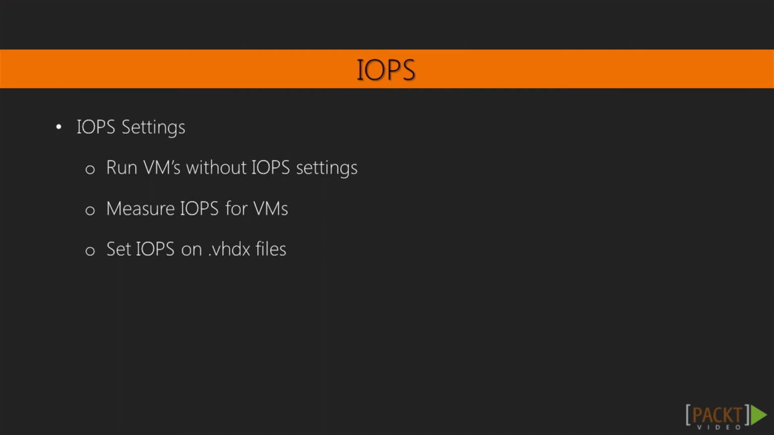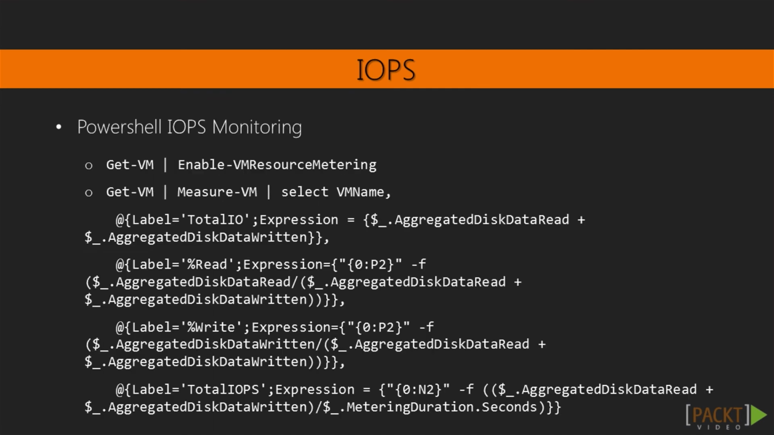Run your virtual machines without IOPS limits and see how they perform. Measure IOPS for each virtual machine, taking note of the maximum values. Then set IOPS on the virtual machine's .vhdx files accordingly. In some cases, you may not need to fiddle with IOPS settings, which is actually better than imposing limits on your VMs. IOPS per VM can actually be found using PowerShell commands.